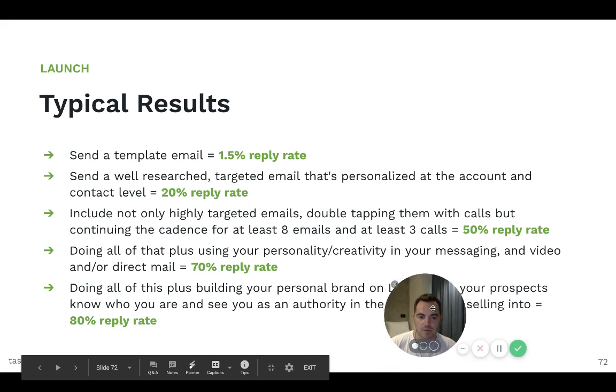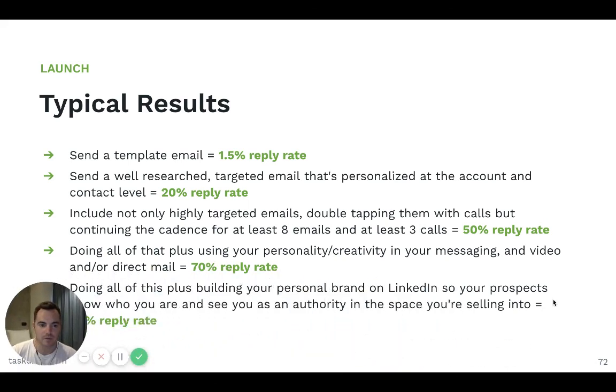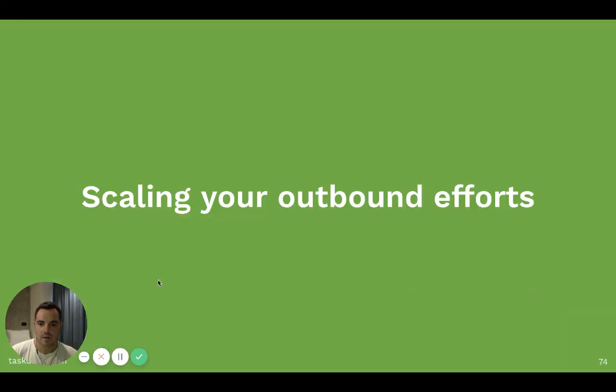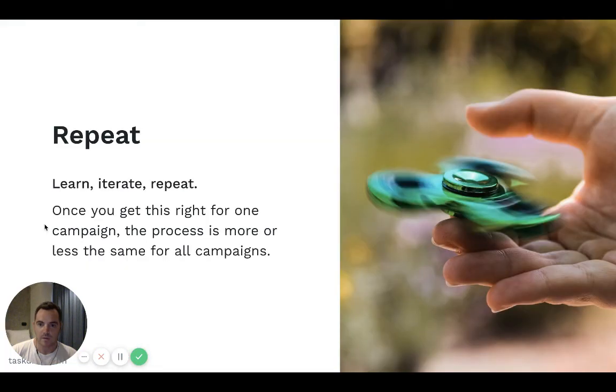And I just want to share an example of a campaign that I ran just the other week. I'll share that example in a bit. It's a few slides long.